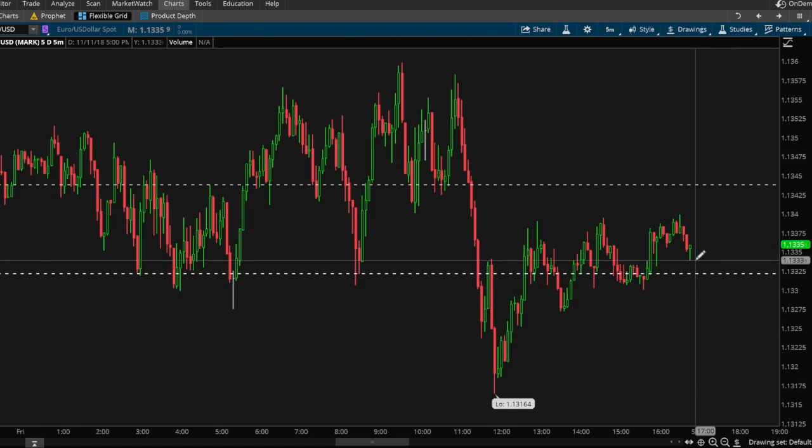But yeah, basically that's what price action is. When you have the market moving to the upside, it's making higher highs and higher lows. And when it's going down, you're looking for some lower lows and some lower highs.